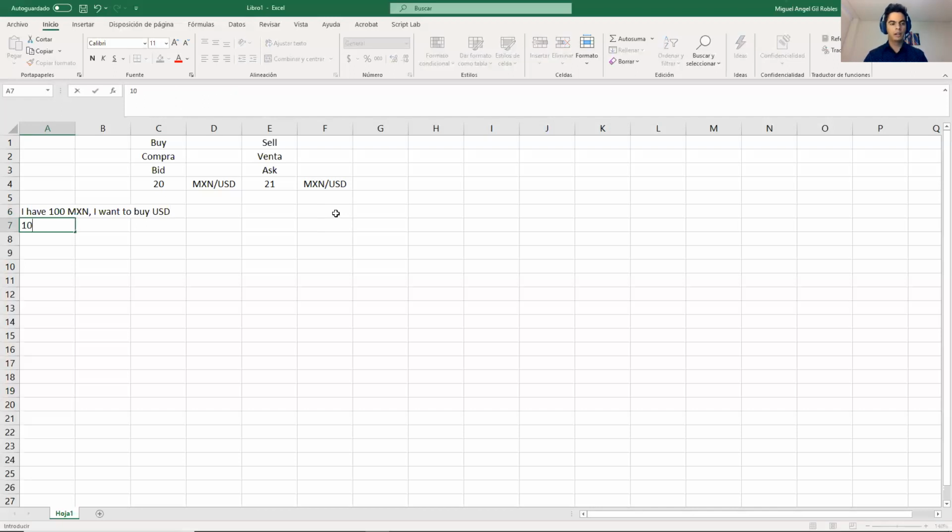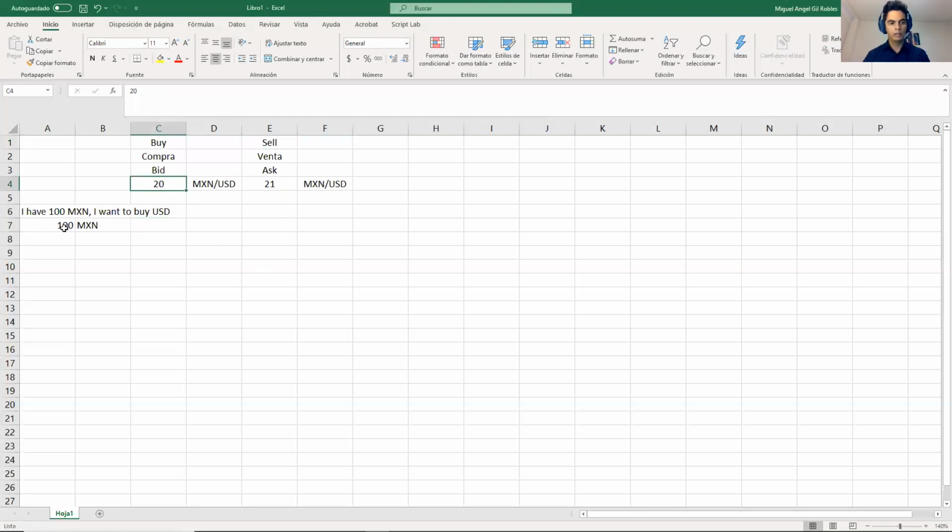So if I have 100 pesos and I want to buy dollars, the first question is, which rate will I use, this one or this one? Which rate do you think we need to use? Well, let's think according to what I said a few seconds ago. The bank is selling dollars at 21 pesos. That means I will have to use 21, the expensive rate, ask, okay? Because they are selling dollars at 21. At 20, they are buying dollars.